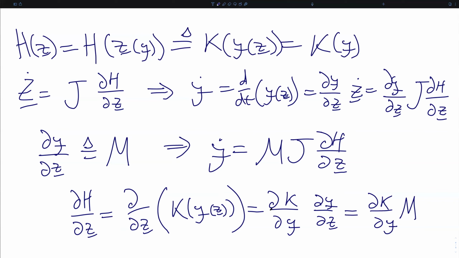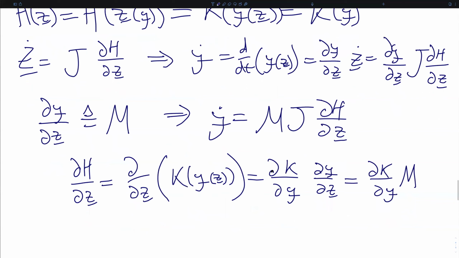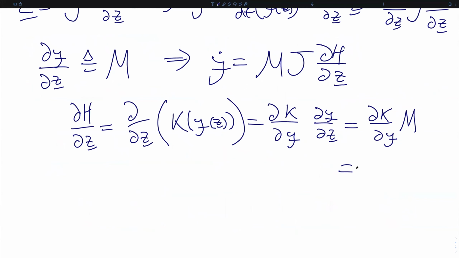And foiling this out, we get the partial of K with respect to Y times the partial of Y with respect to Z, which we've already defined as this Jacobian M. So the partial of H with respect to Z is the same as the partial of K with respect to Y times M. Due to the nature of this system, this is also equivalent to M transpose dK/dY.